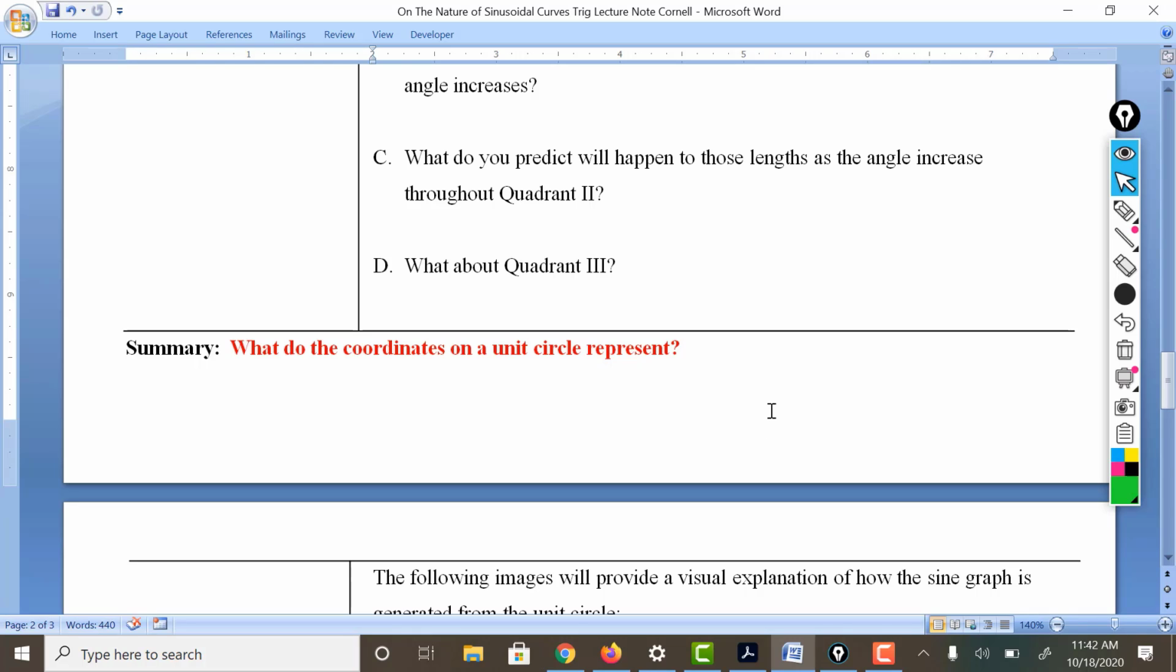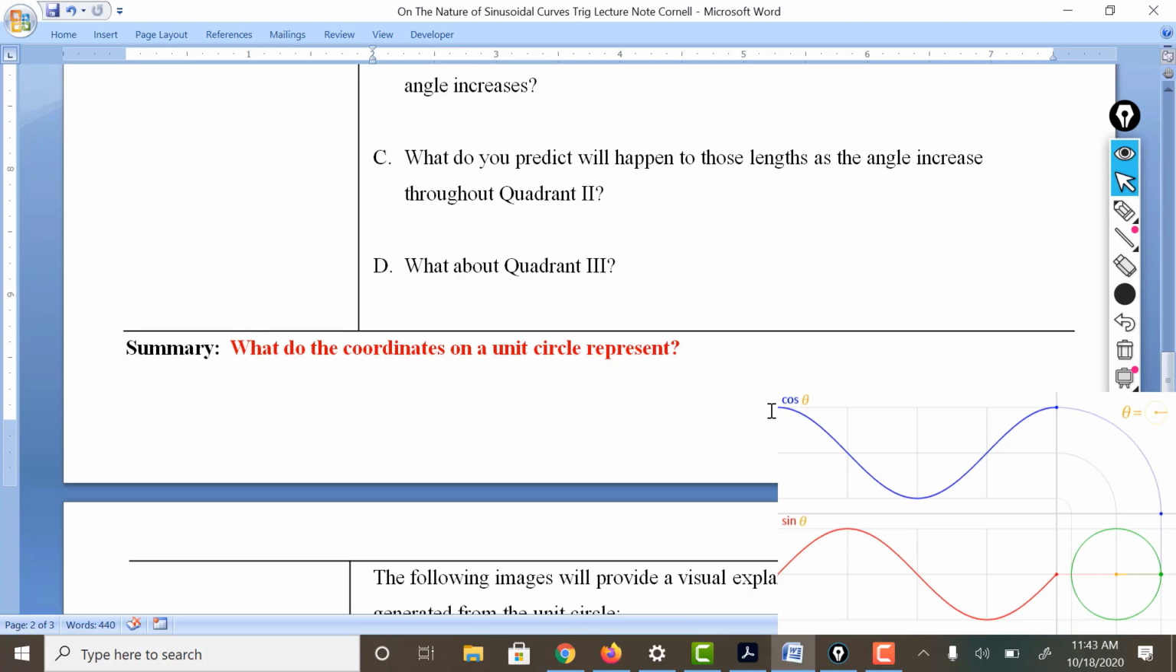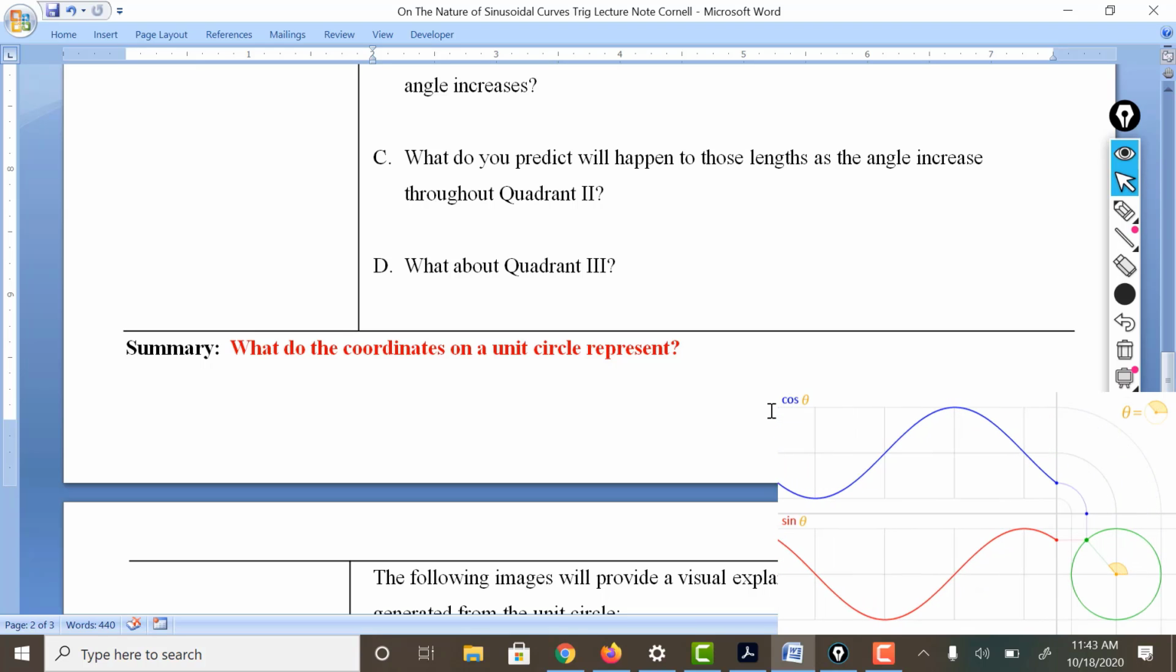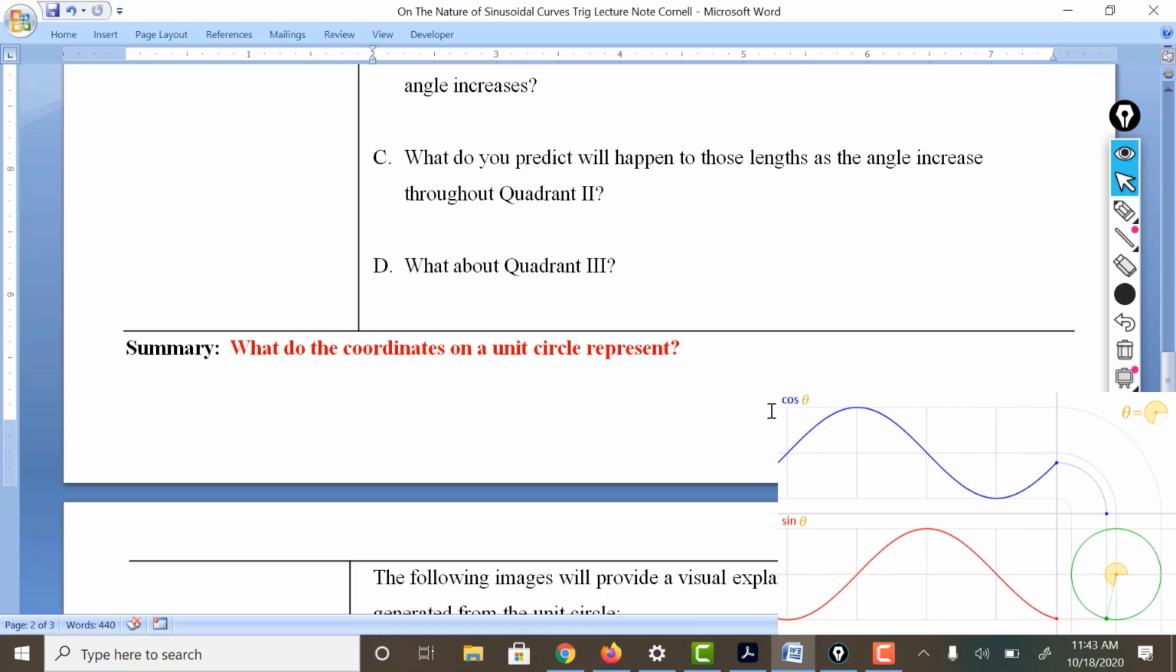Summary. What do the coordinates on the unit circle represent? Flesh this idea out. Make sure you're comfortable with not only the idea that we presented to you a few months back about the x and the y representing cosine and sine, but now I want you to think about how they represent the lengths of triangles, and as a result, the graphs of sine and cosine.